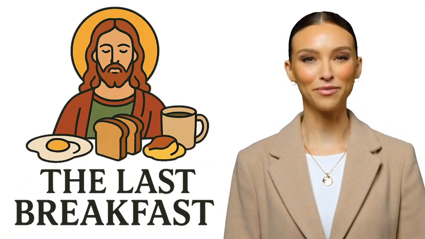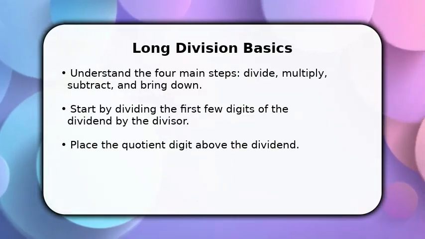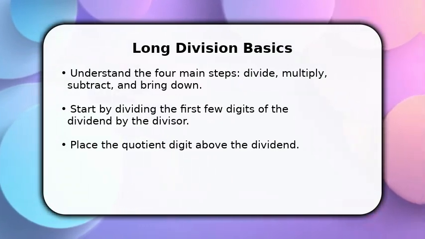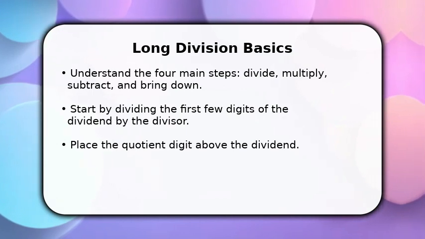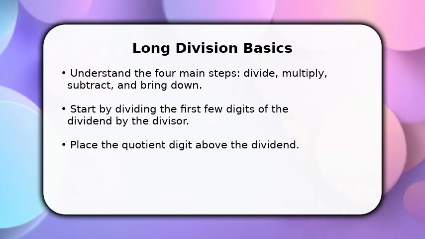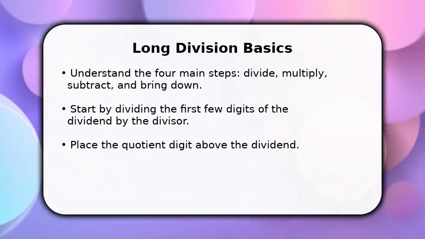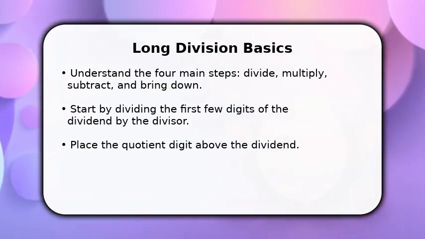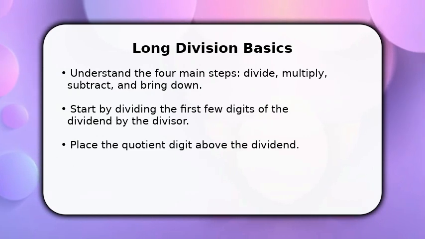Please enjoy the video. In this video, I will explain how to do long division with four-digit numbers. We will begin by understanding the fundamental steps involved in long division. First, you divide, then multiply, subtract, and finally bring down the next digit. This cycle is repeated until all digits of the dividend have been used. Mastering these four steps is crucial for successfully solving any long division problem, no matter the size of the numbers.